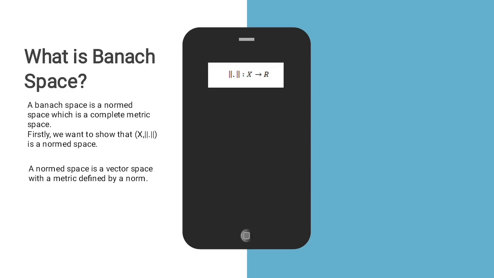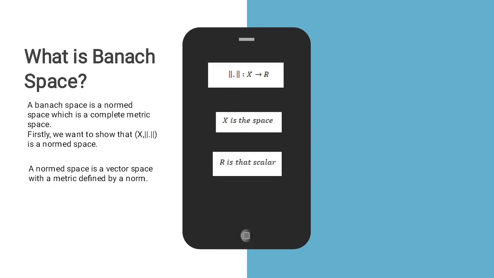So we can form a function from a space to a scalar like this. Here is the representation. The function is represented by the bars, because the norm is represented by two bars. X is the space and R is the scalar. This space is said to be a normed space if it satisfies some axioms, because a space must have an underlying field. The field may be the real numbers or the complex numbers. It depends on the nature of the function.